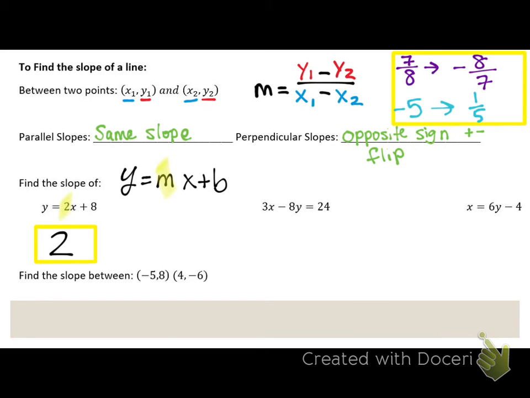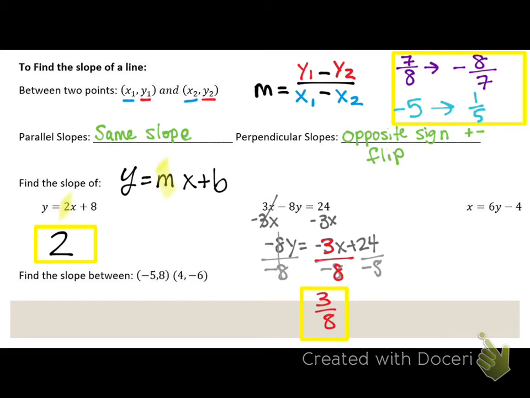The second one, however, it's not written in y equals mx plus b, so we need to solve for it. What should I move first? The 3x. Can I subtract a letter from a number? Cannot, so I'm going to write them next to each other. The only thing I care about is the slope, right? I'm going to divide by negative 8. Divide each piece by negative 8. What is my slope going to be? 3/8. Where'd the negative go? It's a negative over a negative, which makes a positive. So 3/8 ends up being my slope.